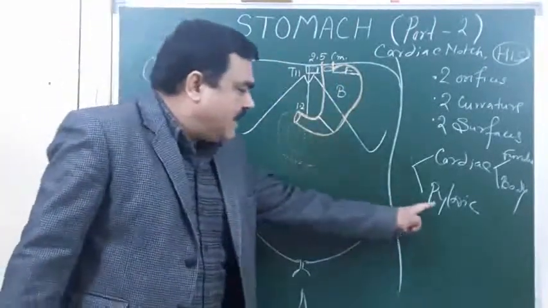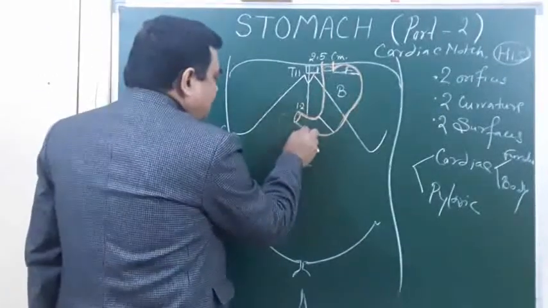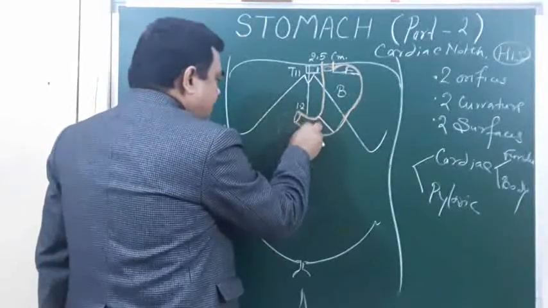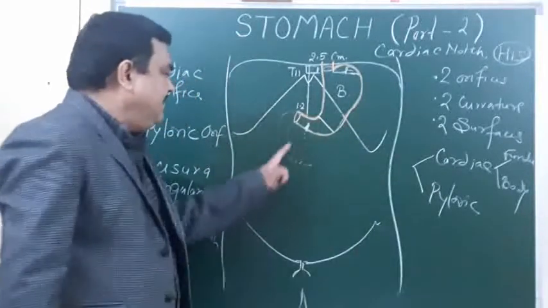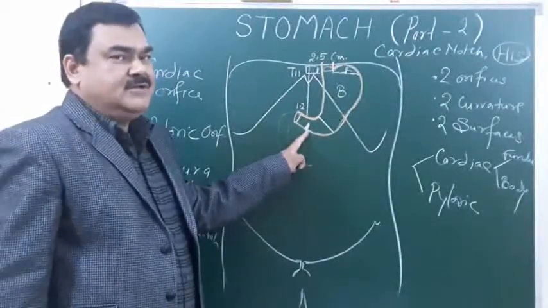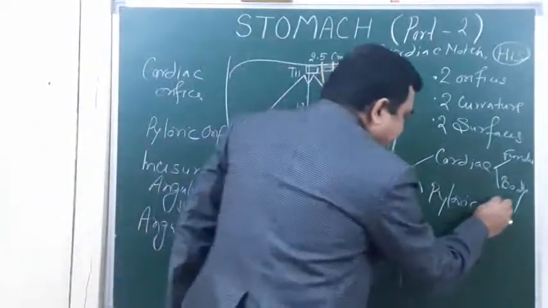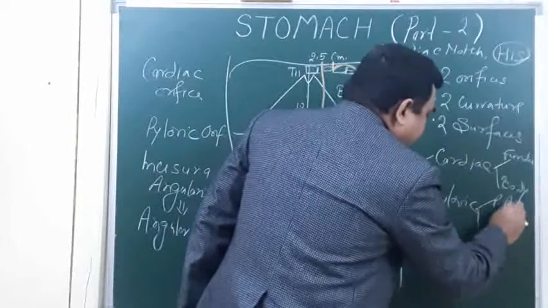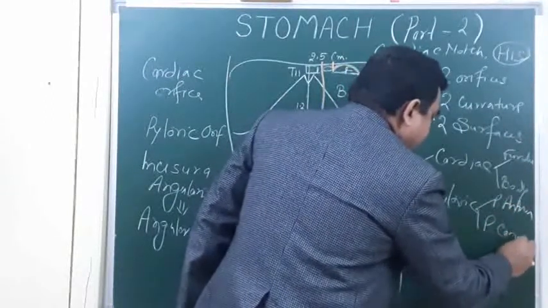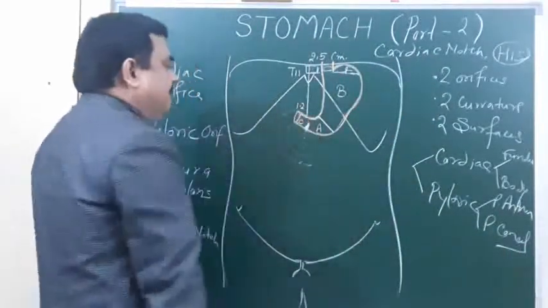And now the pyloric part. This pyloric part is divided into two parts by the sulcus intermedius. This is the sulcus intermedius. It divides into two parts, pyloric antrum and pyloric canal. This is the pyloric antrum and this is the pyloric canal.